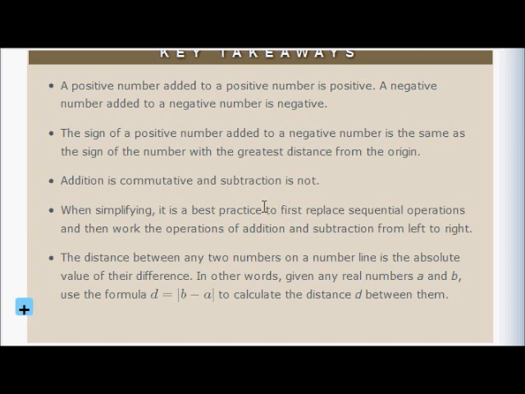Addition is commutative. Subtraction is not commutative. With addition, you can mix up the order in which you're adding things up. With subtraction, you can't do that. Okay?